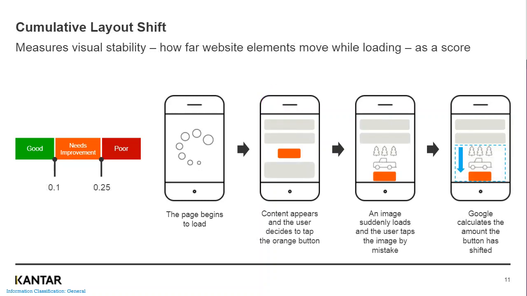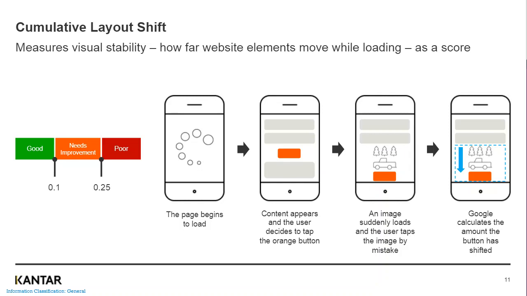CLS measures visual stability and helps quantify how often users experience unexpected layout shifts. A low CLS helps ensure that a page is stable, and it's measured as a score. CLS is classified as good if the score is 0.1 or less.